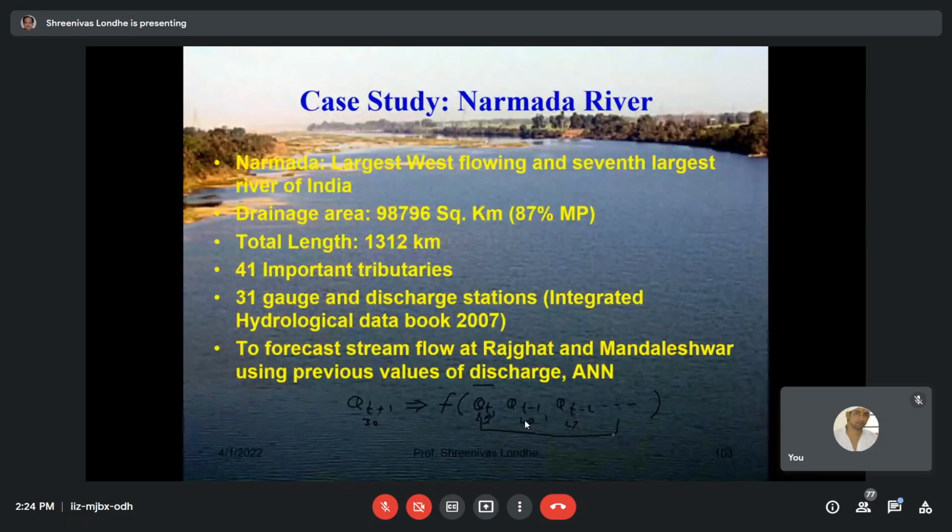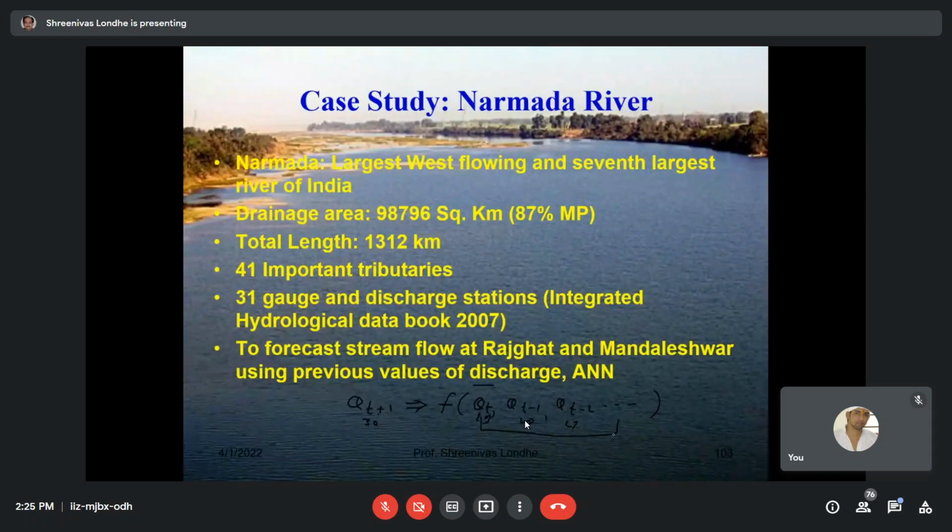So I will decide that if the autocorrelation value is of this particular range, then I will take those many inputs. And after that, I will not take because that is not influential. Otherwise, we have to go by trial and error, by increasing the number of inputs one by one, that is going back one time step at a time.